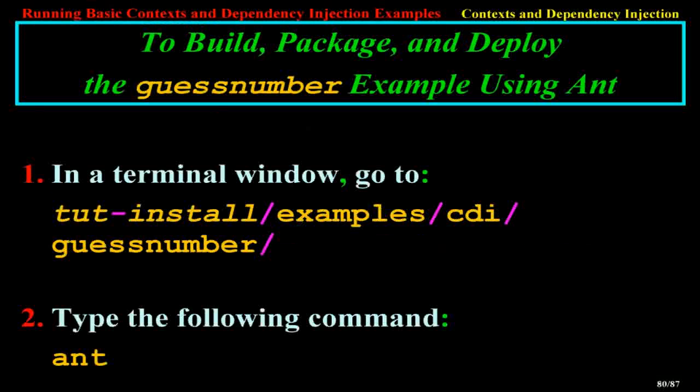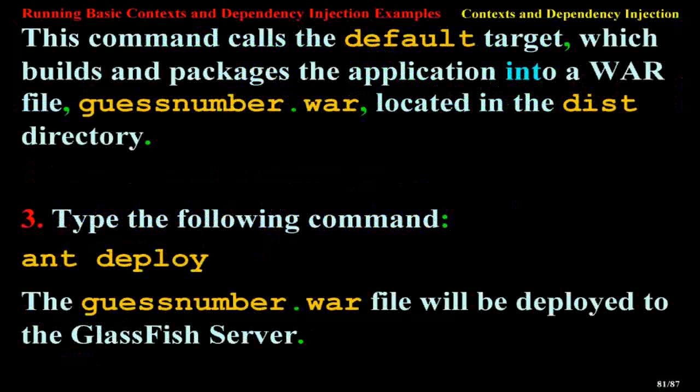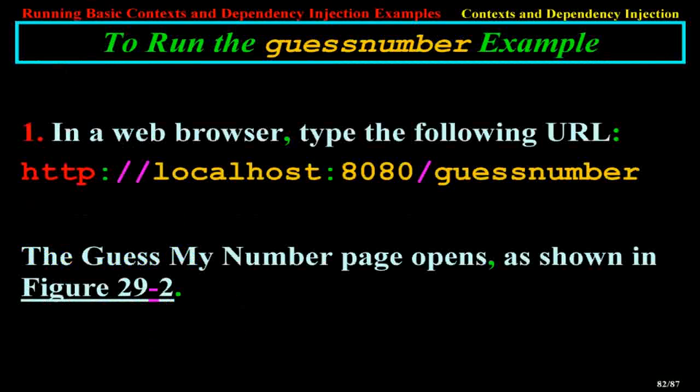To build, package, and deploy the guessnumber example using Ant: In a terminal window, go to tut-install/examples/web/guessnumber. Type the following command: ant. This command calls the default target, which builds and packages the application into a WAR file, guessnumber.war, located in the dist directory. Type the following command, and deploy the guessnumber WAR file. It will be deployed to the GlassFish server to run the guessnumber example.